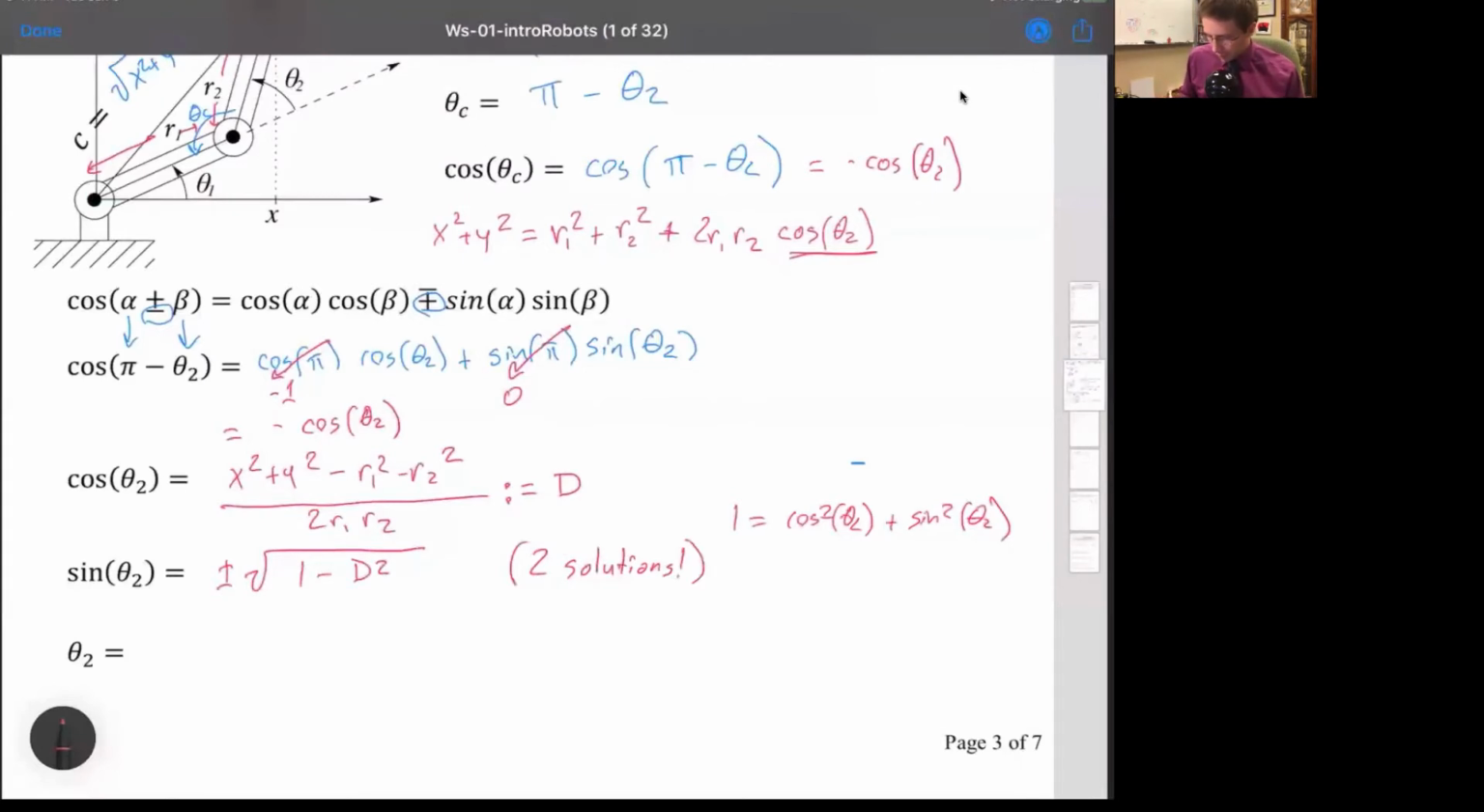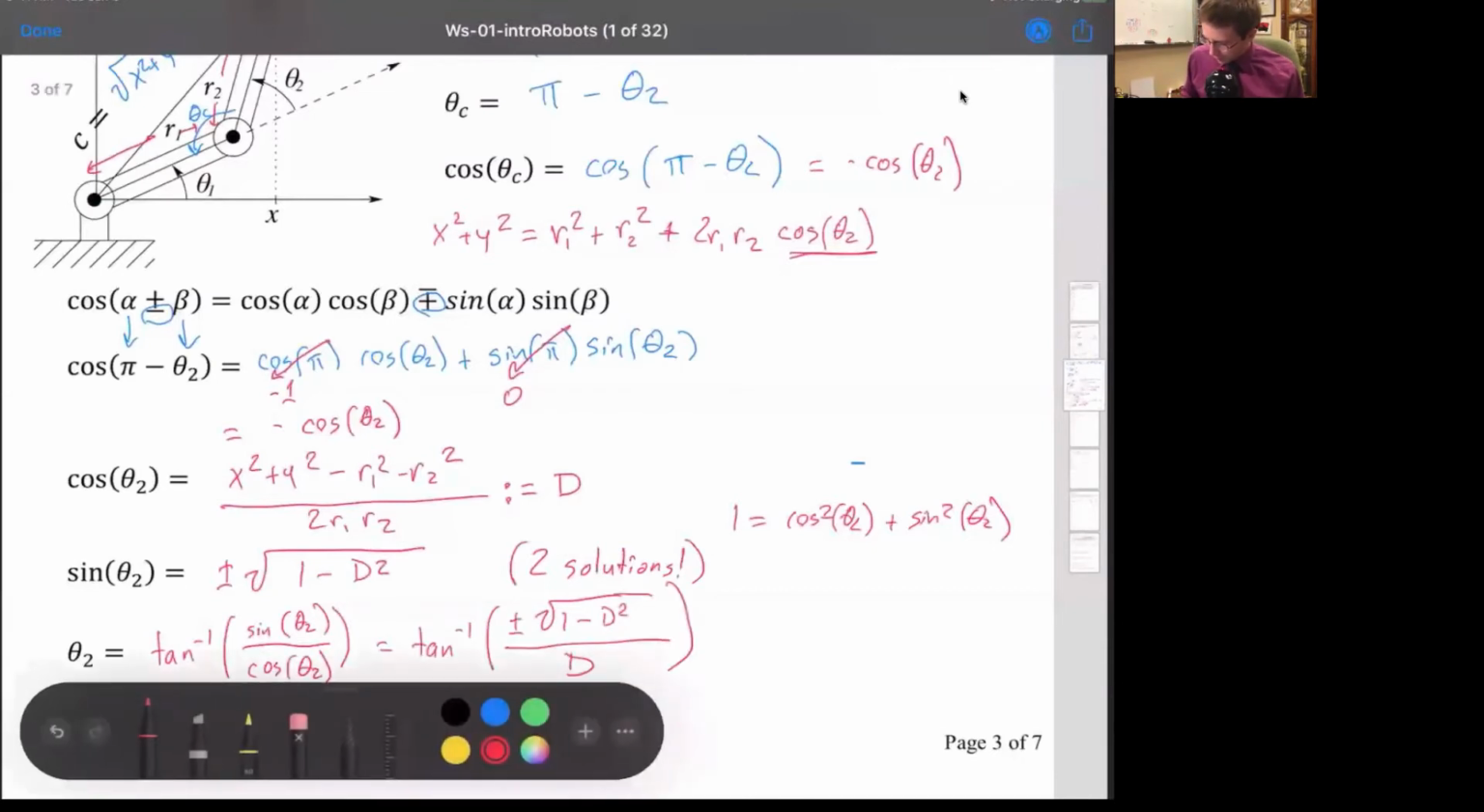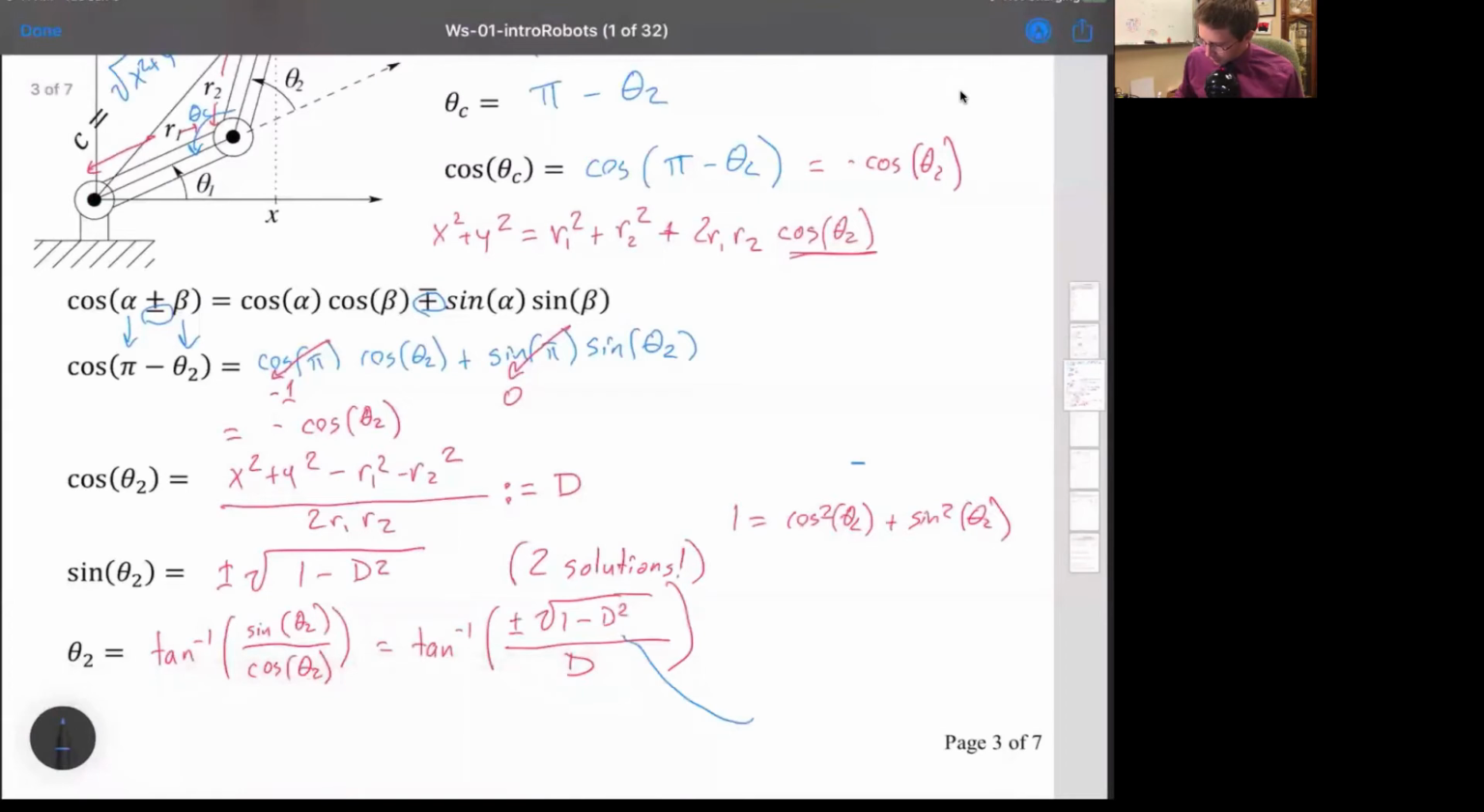And so then to solve for what my theta 2 actually is, I just take the inverse tangent. Remember, tangent is the sine divided by the cosine. So this is sine of theta 2 divided by cosine of theta 2, which you can write over here as theta 2 equals the inverse tangent of plus or minus the square root of 1 minus d squared, divided by d. And then what you can do, and I'll leave that as an exercise for the reader, is insert what that d value is, which we have right here.